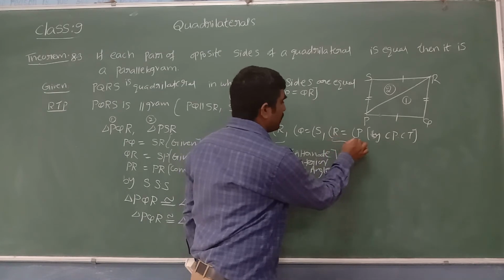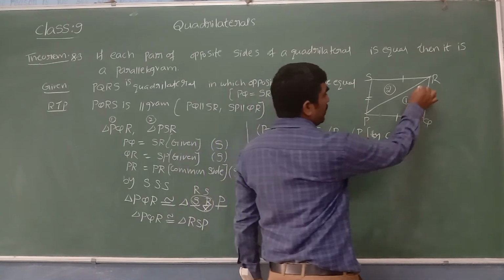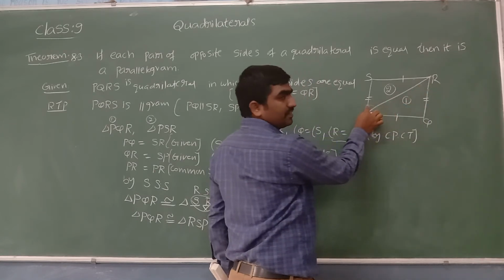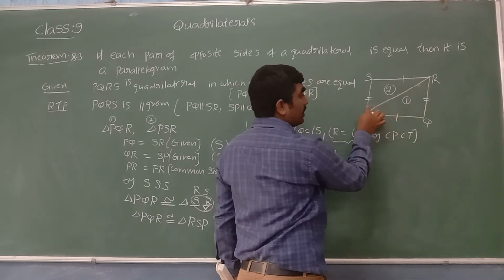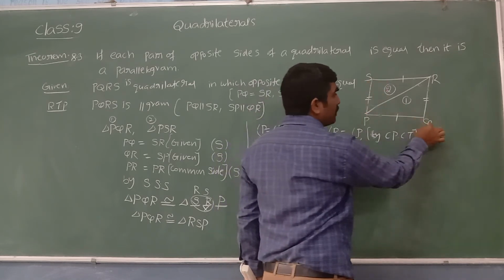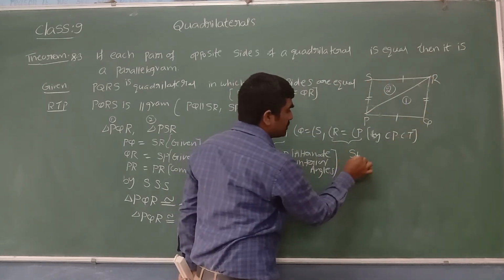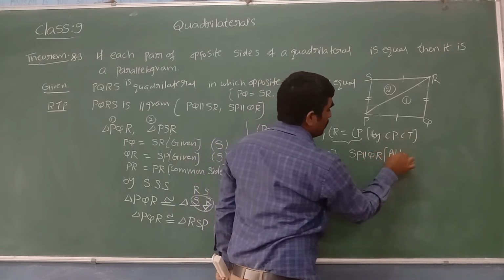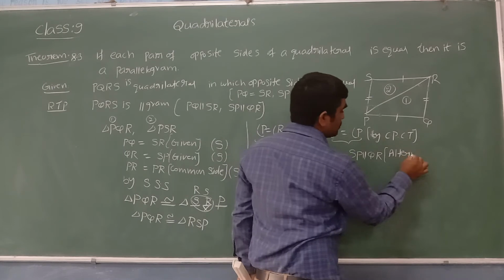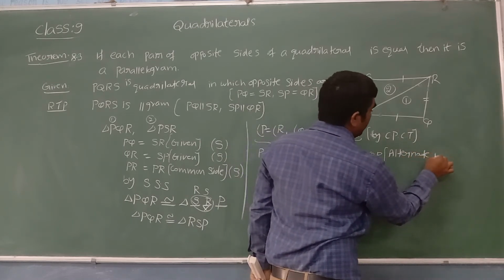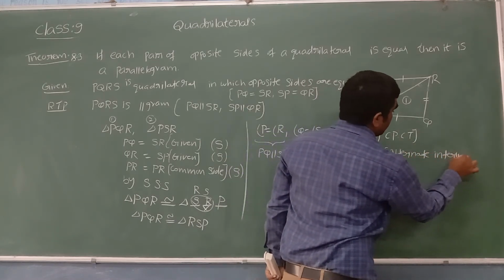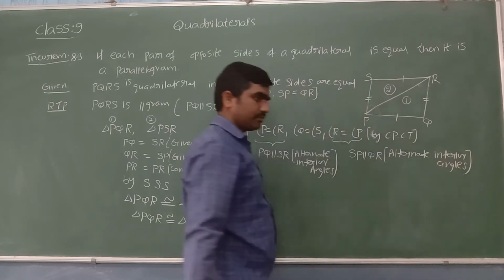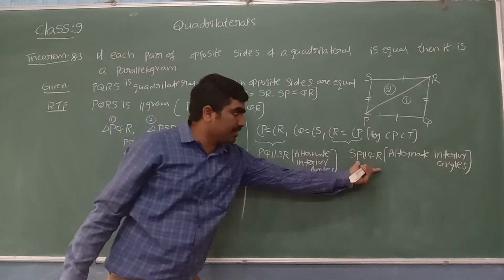Then from this we can write R is equal to P. Angle R from the first triangle is equal to angle P of the second triangle. These two are also alternate angles, so we can say that SP is parallel to QR. Even the other pair of lines are parallel. The reason is that the above two angles are alternate interior angles. Now I got two pairs of opposite sides parallel.